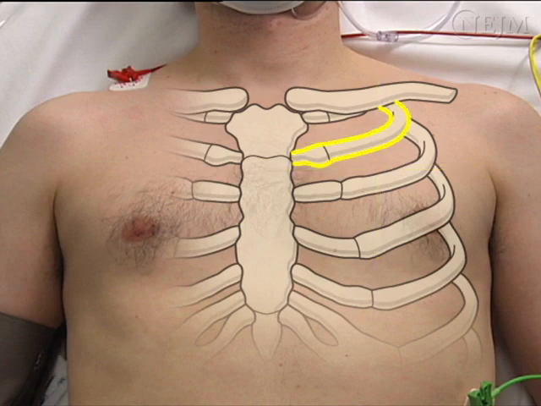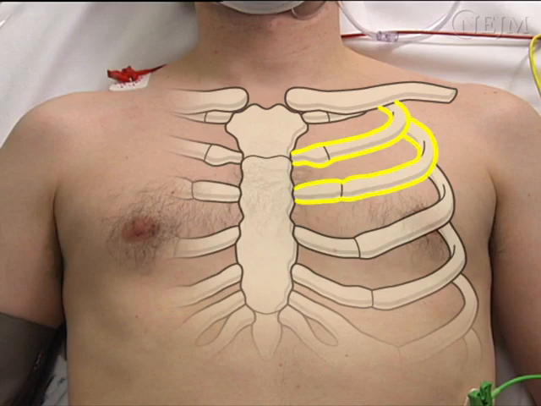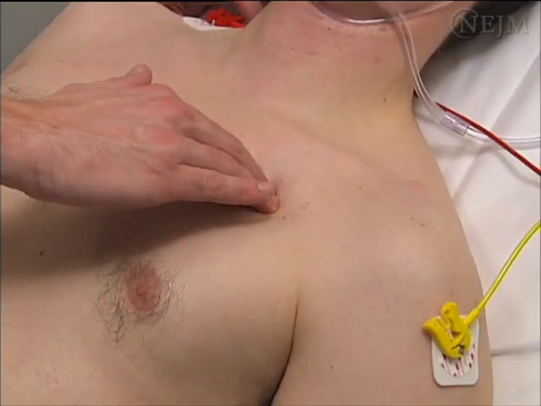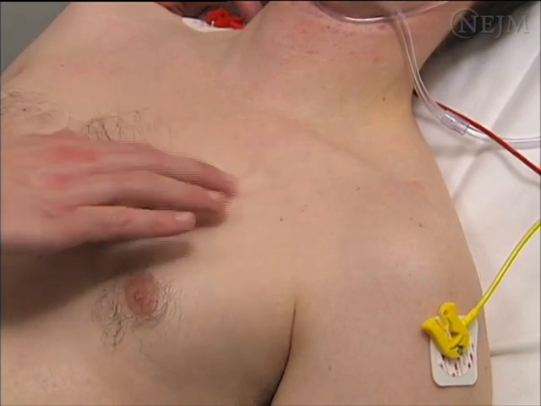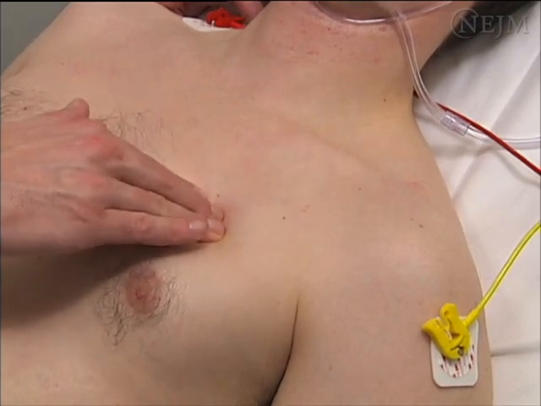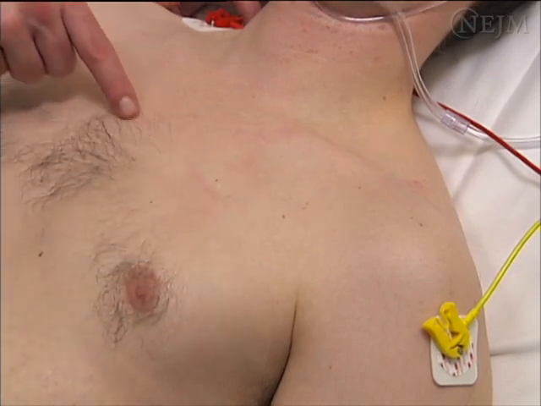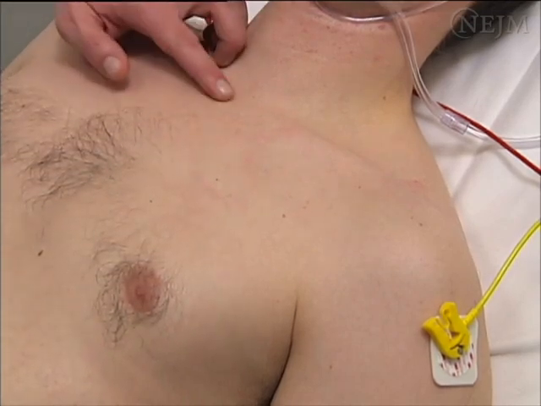Begin by locating the second and third ribs. The second rib is the first palpable rib that can be felt just below the collarbone. Then locate the third rib. The second intercostal space is the area between the second and third ribs.